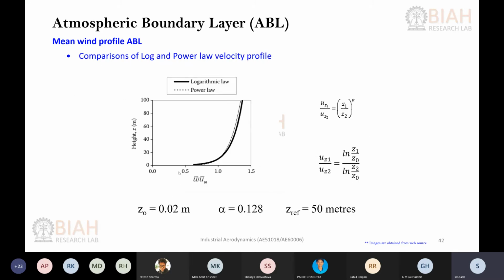And how do these two velocity profiles compare? This is also obtained for this terrain condition where you have Z0, alpha and Z reference value of this much. Using this information, it has been found that both the logarithmic and power law profiles match quite well. You can see that they are a very good match. So instead of using the logarithmic profile, it is easier to handle the power law. So people will rather follow the power law than the logarithmic profile.